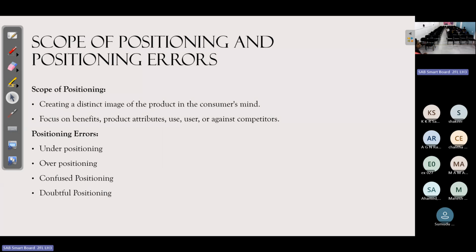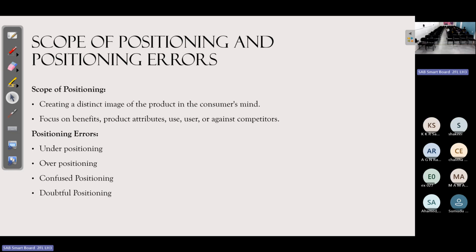They are giving you some confusing information, that we call confused positioning.